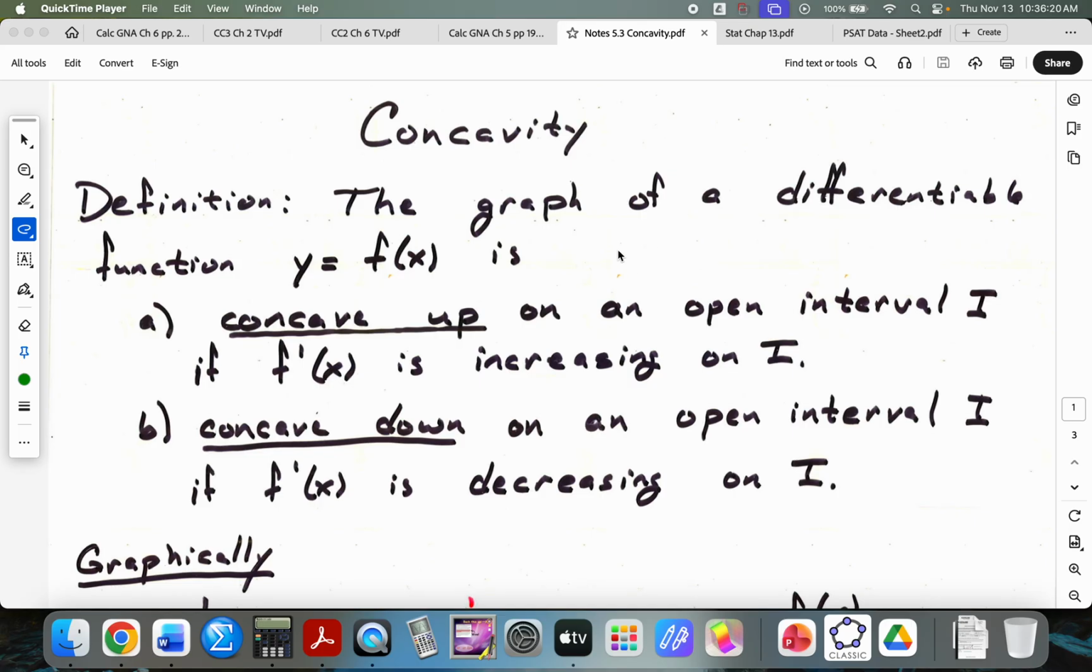By the way, I is an open interval. It says that in here, but I'm writing it again because we've been pounding that increasing and decreasing for a function is on a closed interval. Concave up and concave down are on open intervals.